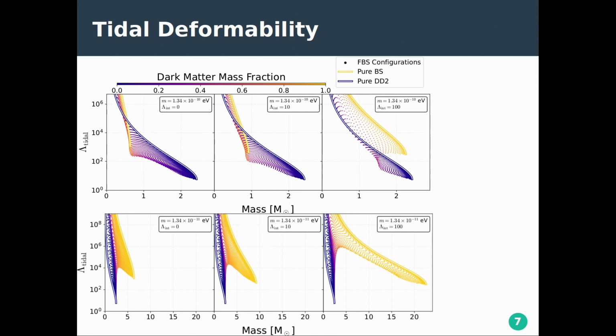And for your core solutions, you actually have a smaller tidal deformability, and for your halo solutions, you actually increase the tidal deformability. And here for the lower masses, where you had the large halos, you can increase your tidal deformability by orders of magnitude.